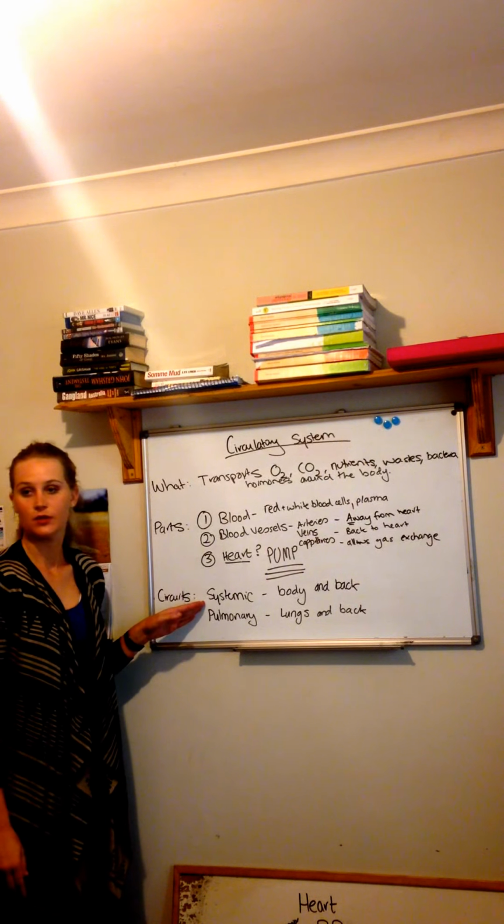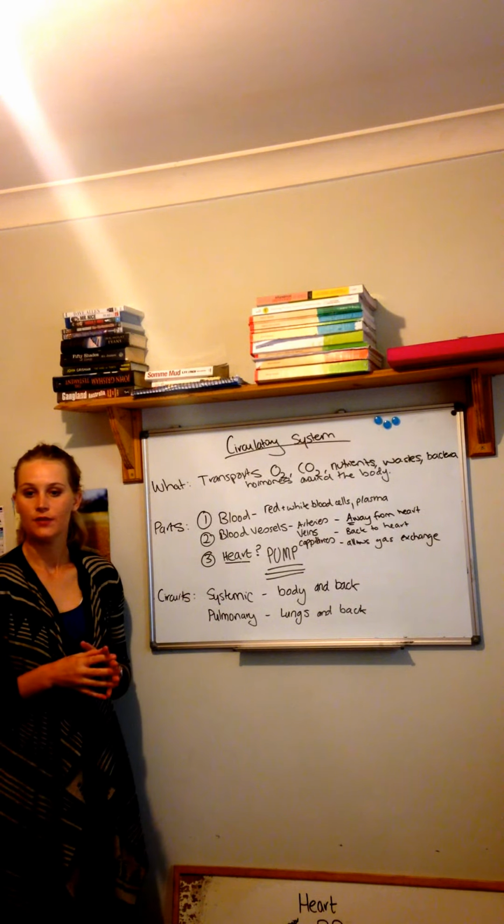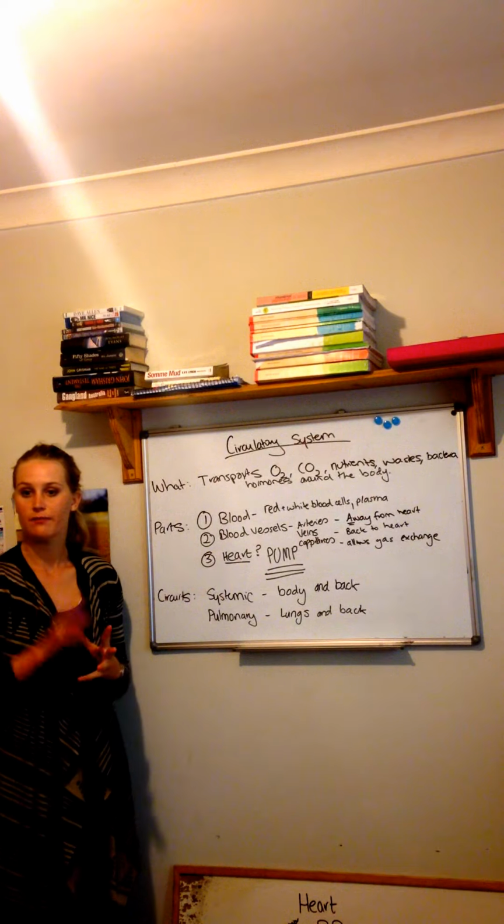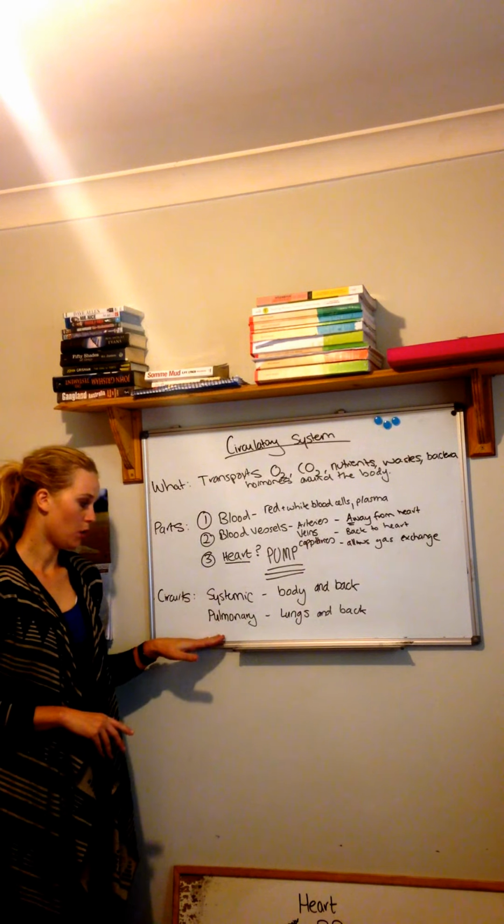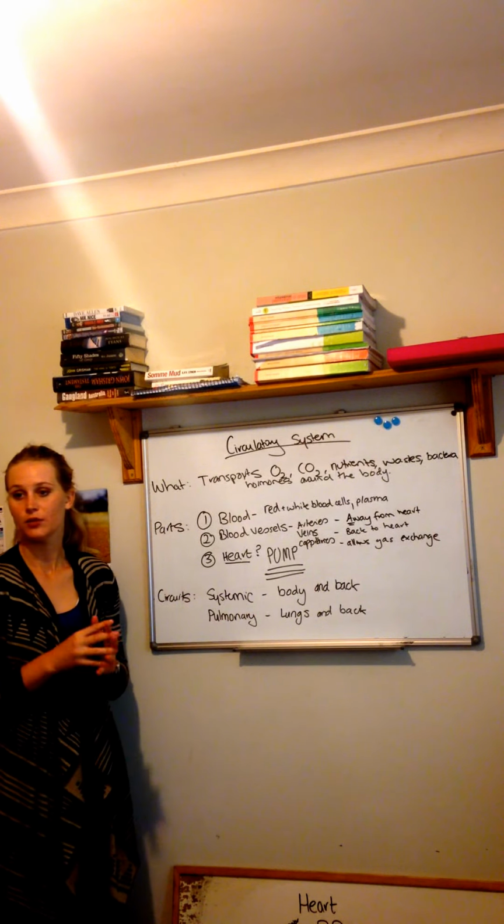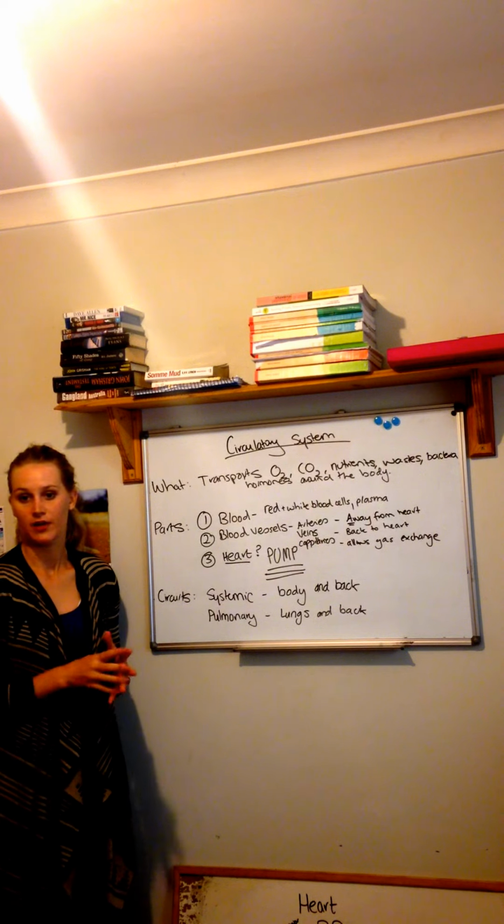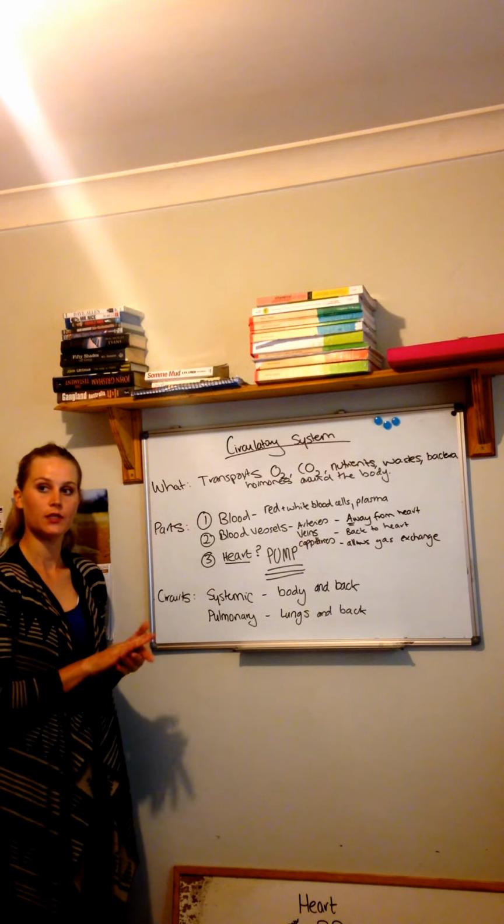Now, the circulatory system, final thing, 2 circuits. First circuit is the systemic circuit, and that involves the blood that goes from your heart to your body and then back to your heart. The pulmonary circuit involves the blood that goes from your heart to your lungs and then back to your heart again. So it's just doing like a little circuit.